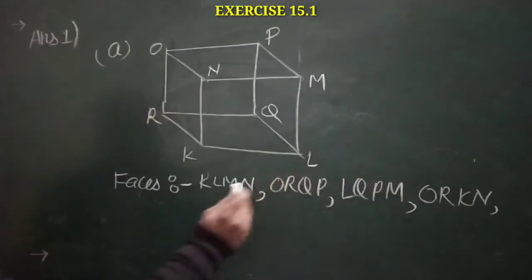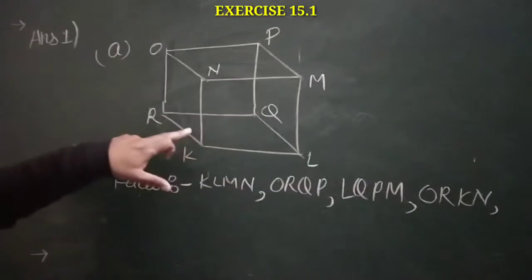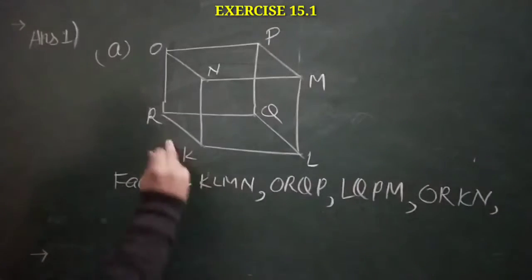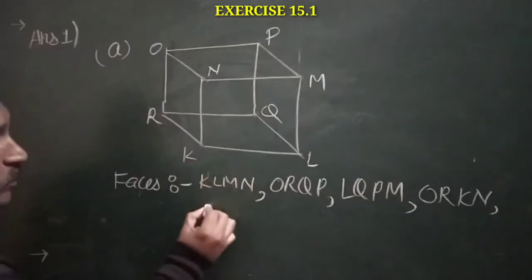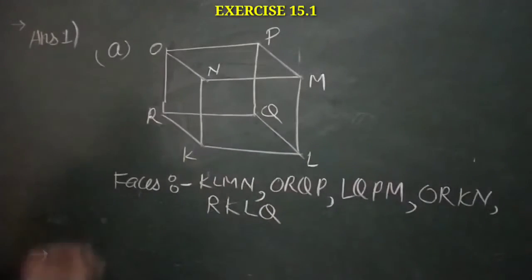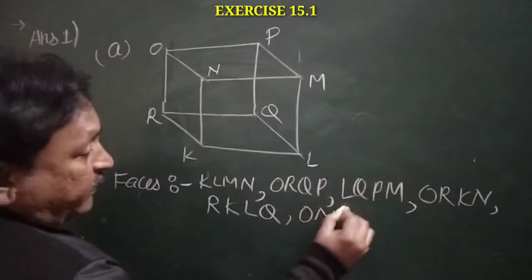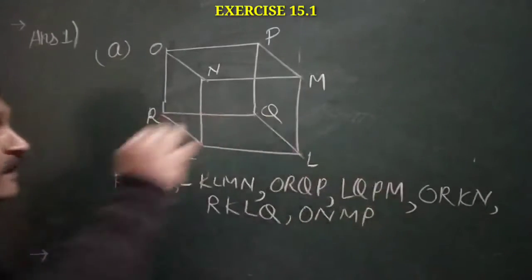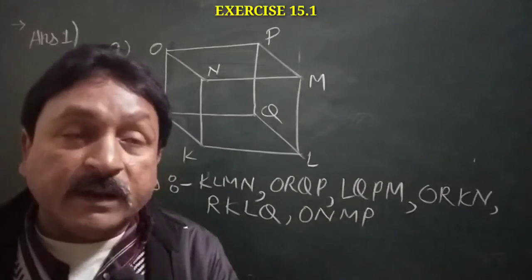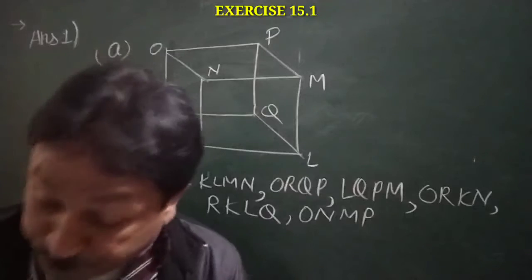How many have we done? 1, 2, 3, 4. Okay, 2 more are left. Okay, one of bottom and one of top. It is RKLQ and ONMP. So these are the 6 faces. Okay. In fact, 4 walls and one of top and one of bottom. Okay, so 6 faces are there.